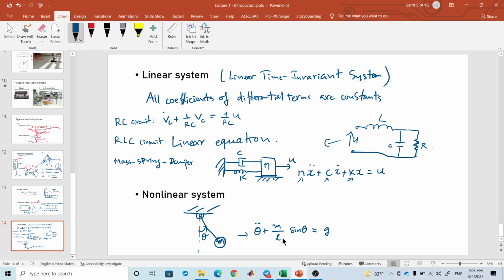What I want you to notice is that you have a term here, sine theta. It's not theta like this. If you have theta and the coefficients are constant, then you have a linear system. But here you have a function of theta which is not a linear function. Okay?